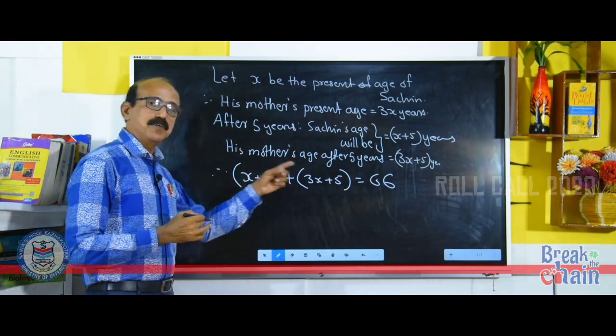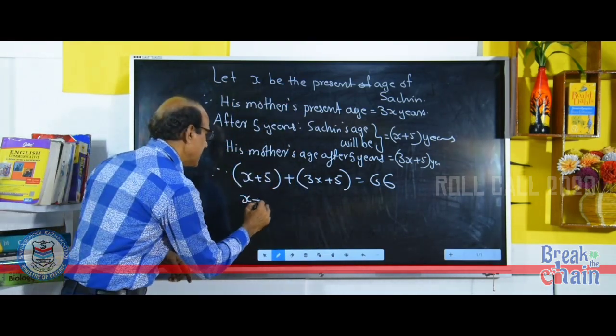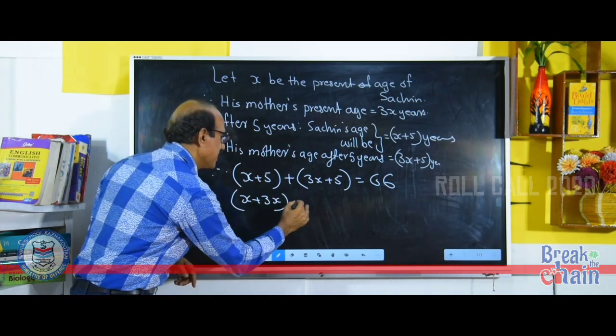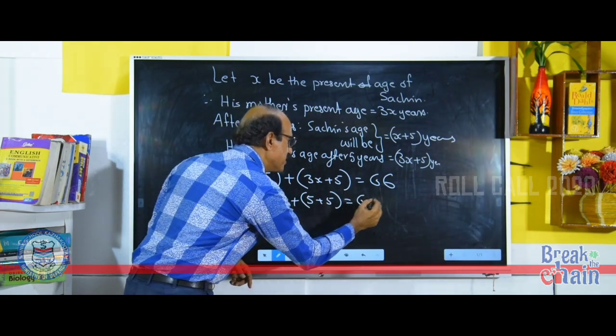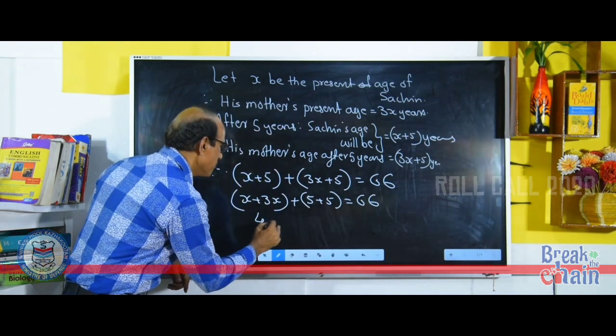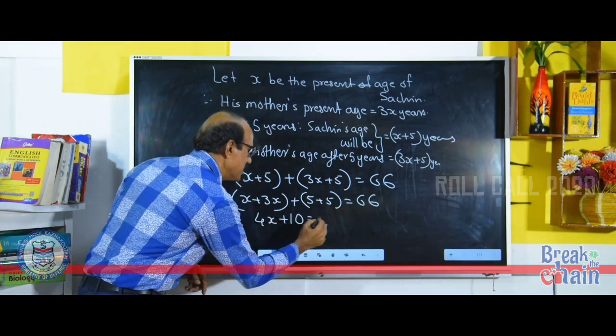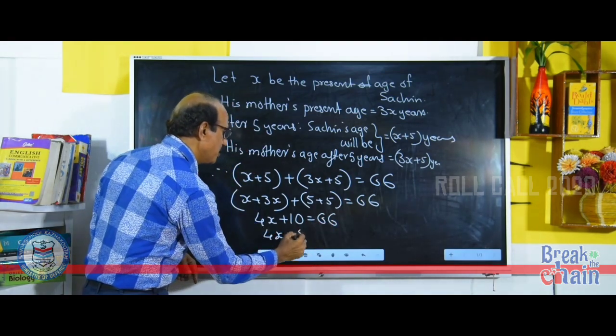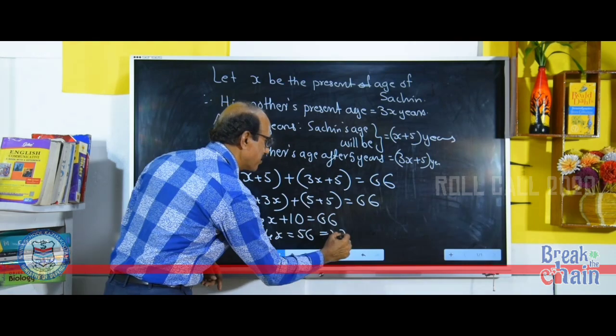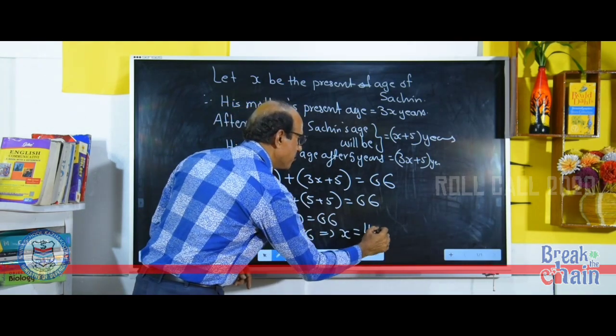Now, the like terms should be paired. So, we get x plus 3x. Now, the sum of constants, 5 plus 5, is equal to 66. That means 4x plus 10 equal to 66, or 4x equal to 56. It implies x equal to 14.